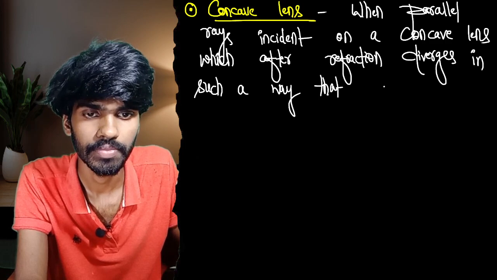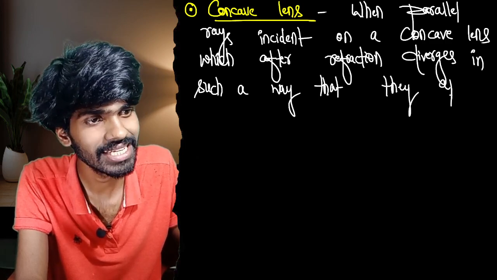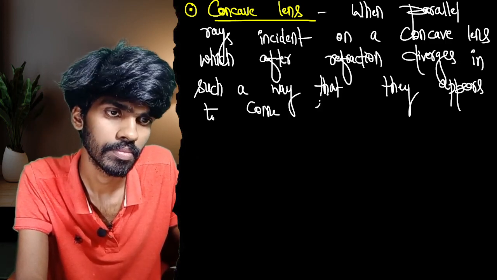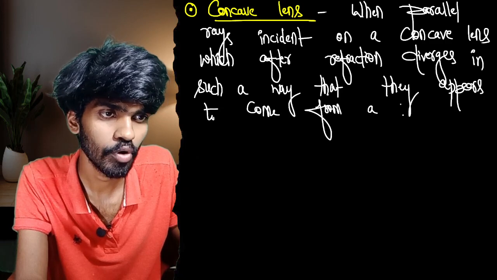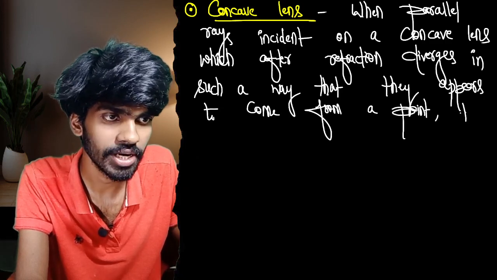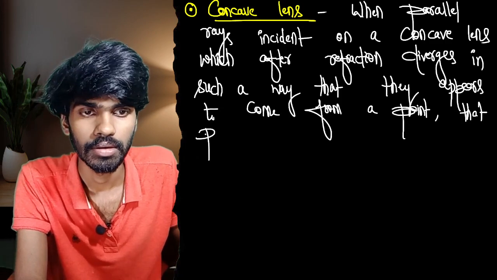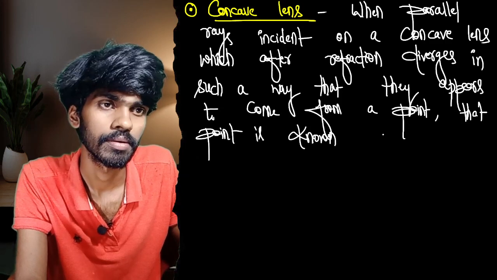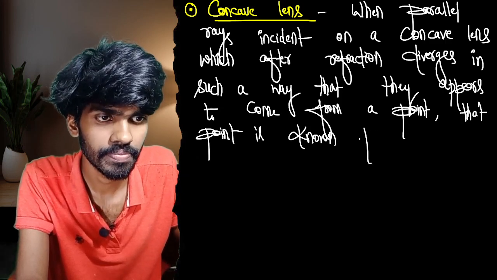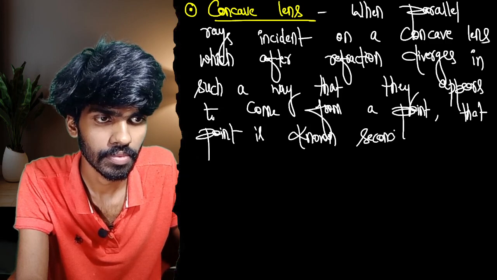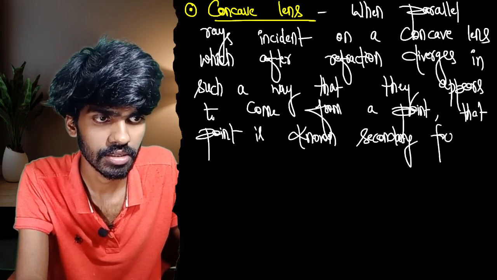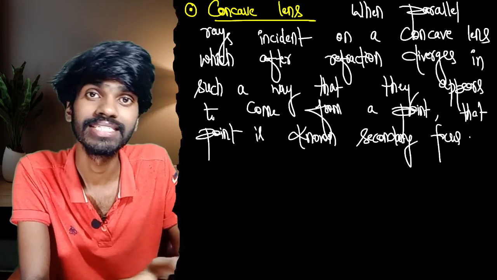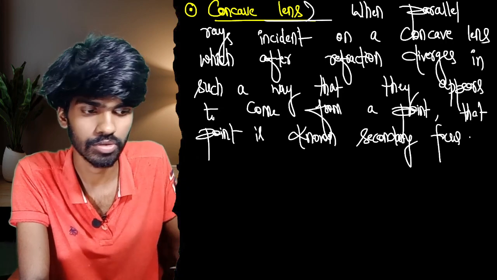that they appear to come from a point, that point is known as the secondary focus of the concave lens. This is not the definition of the concave lens actually, this is about the secondary focus of the concave lens. Okay, so please keep in mind.